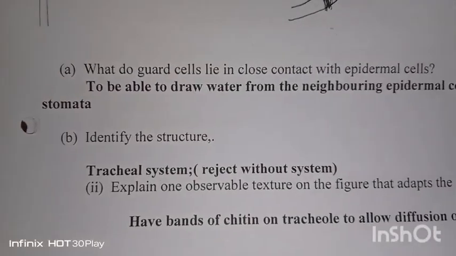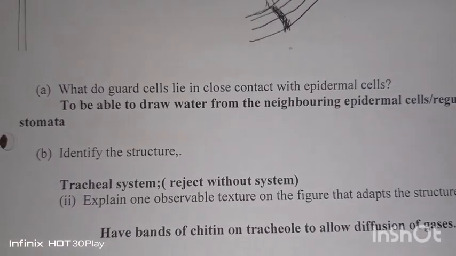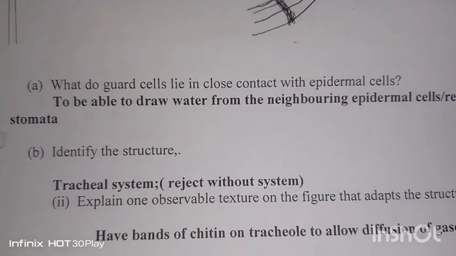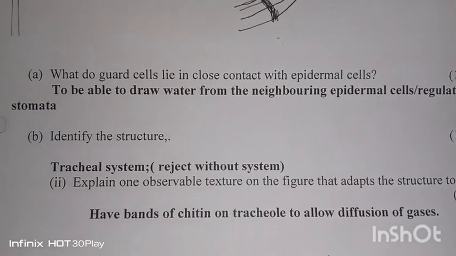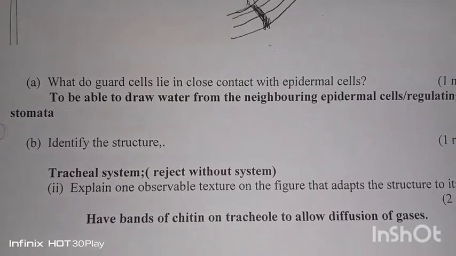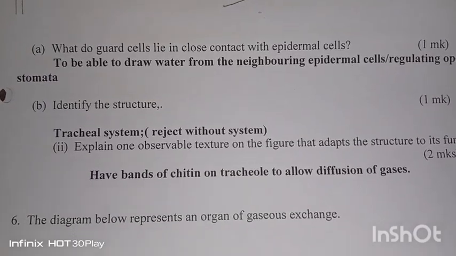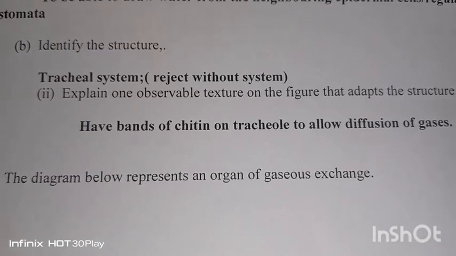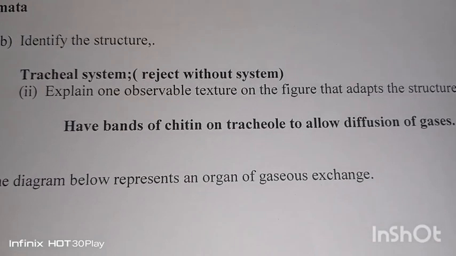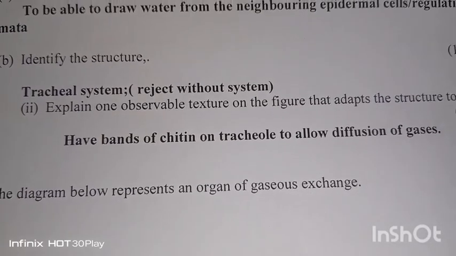So you asked, what do guard cells lie in close contact? I think the question should be, why do guard cells lie in close contact with the epidermal cells? And that is to be able to draw water from the neighboring epidermal cells and therefore regulate the opening and closing of stomata. Then you're asked to identify the structure, that is the tracheal system of insects.